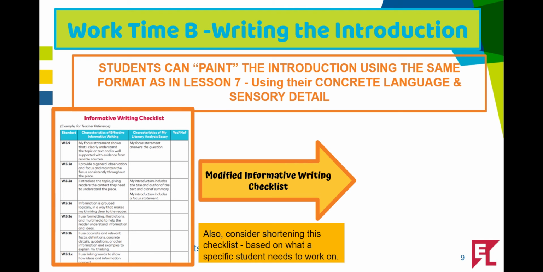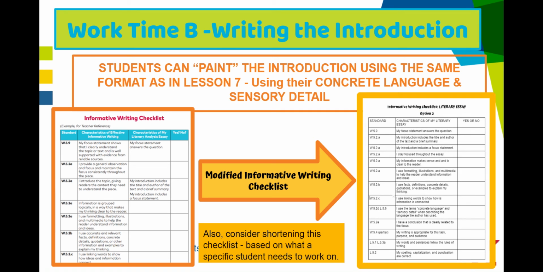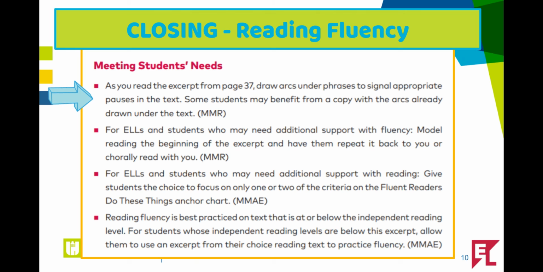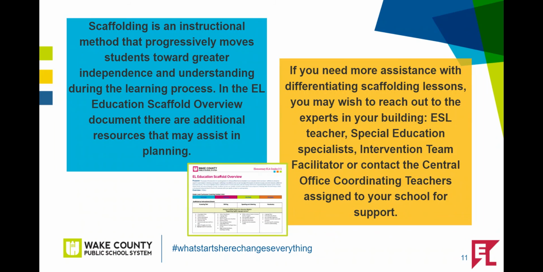Some students may need a simpler format of the informative writing checklist with fewer words and different vocabulary. Here is one example. As you read the excerpt from page 37, draw arcs under the phrases to signal appropriate pauses in the text. Give students the choice to focus on only one or two of the criteria on the anchor chart. Reading fluency is best practiced on text that is at or below independent reading level. For students whose independent reading levels are below this excerpt, allow them to use a different text.